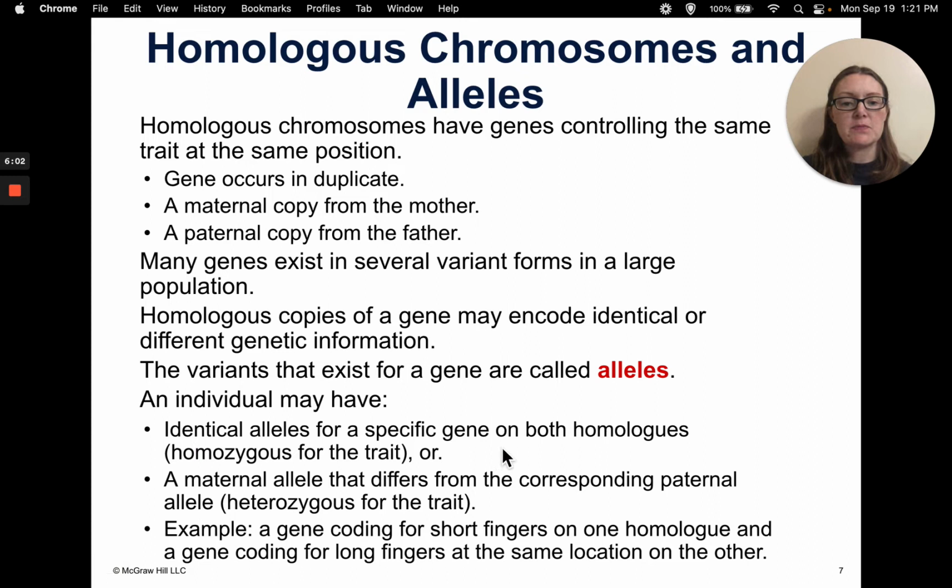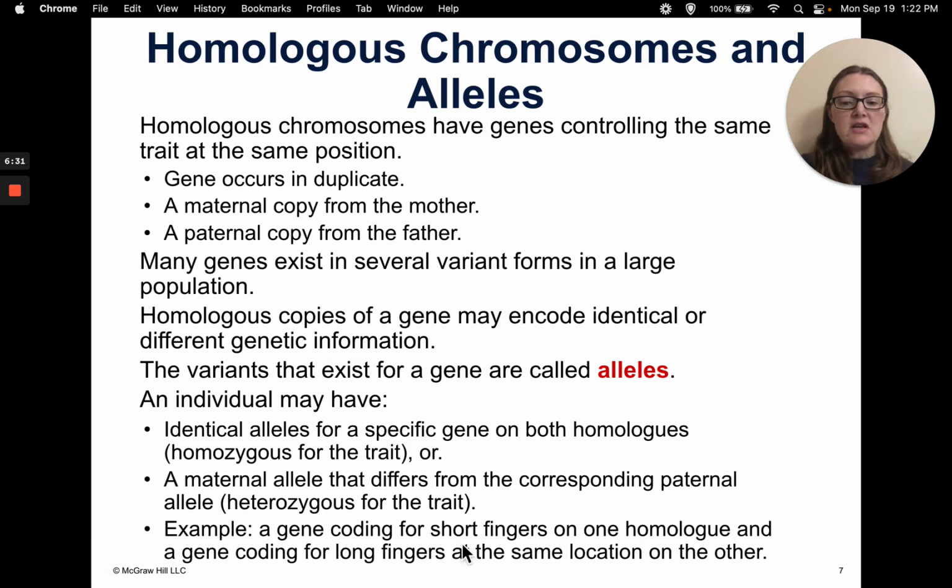Identical alleles for a specific gene on both homologous chromosomes are called homozygous. So let's say you have blue eyes from mom and blue eyes from dad. That's a homozygous trait. If you have blue eyes from one parent and brown eyes from the other, because the two alleles are different, we call that heterozygous. So homozygous means the same, like blue eyes and blue eyes. Heterozygous means you've got a blue eye allele and you've got a brown eye allele, so two different kinds.